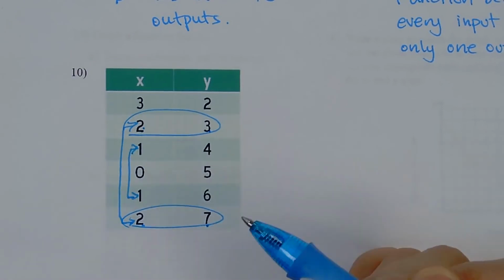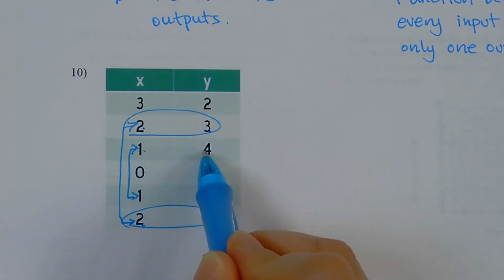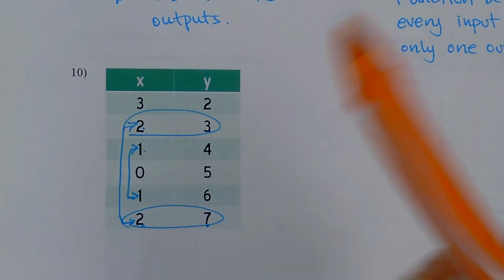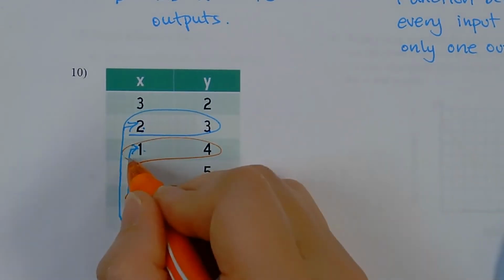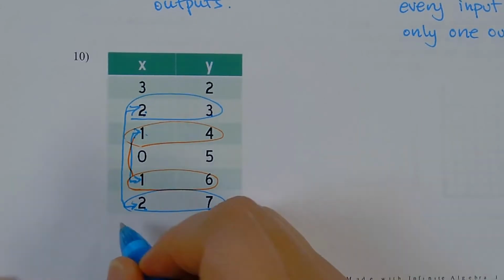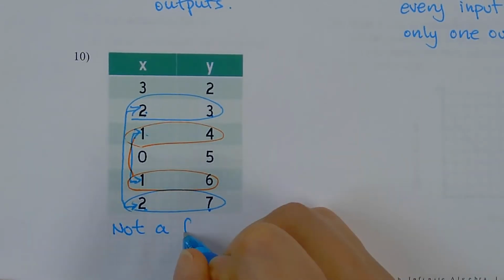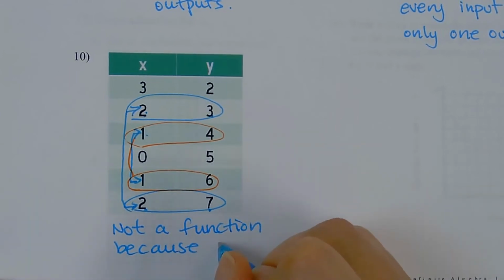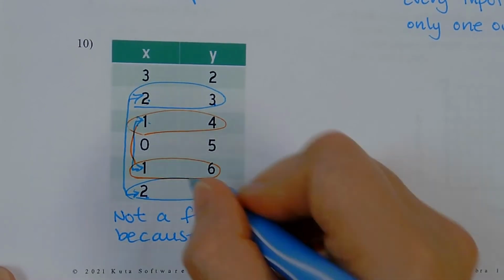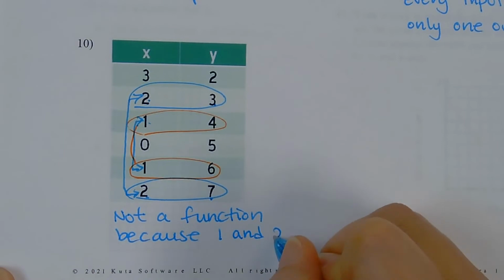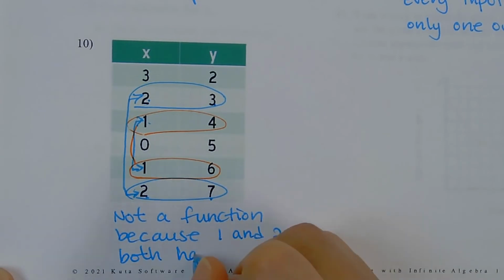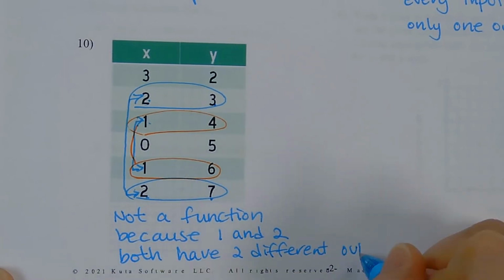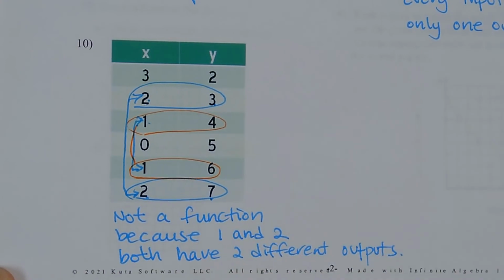But I'm just going to check the 1s, because I'm thorough, right? And if you look at this, 1 goes to 4 and 1 goes to 6. Do you see how they're 2 different points? Can't have that either. So this is also a problem. Not a good day. All right, so this is not a function, because I'm going to call both of them out because I don't want to choose. 1 and 2 both have 2 different outputs. Done.